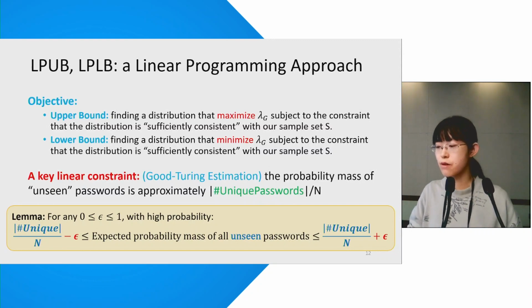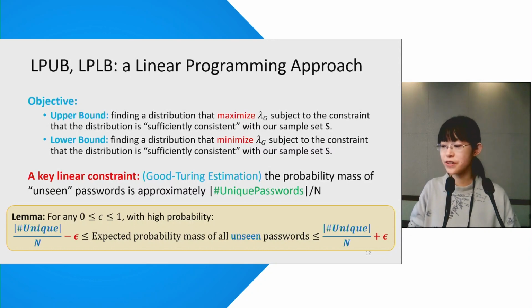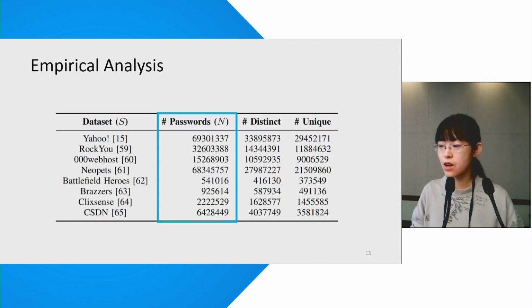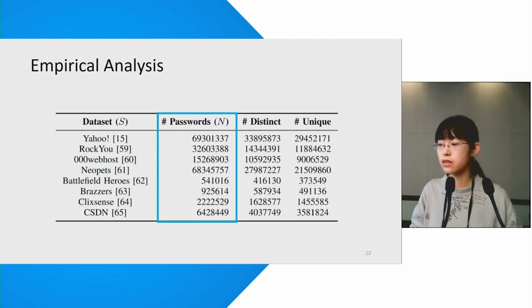The final linear programming algorithm we propose in our paper is more sophisticated than what I presented, and if you're interested, please see our paper for more details. Now, let me show you what these bounds look like on a plot. In the empirical analysis, we plot all our bounds using 8 empirical password datasets to evaluate the performance.